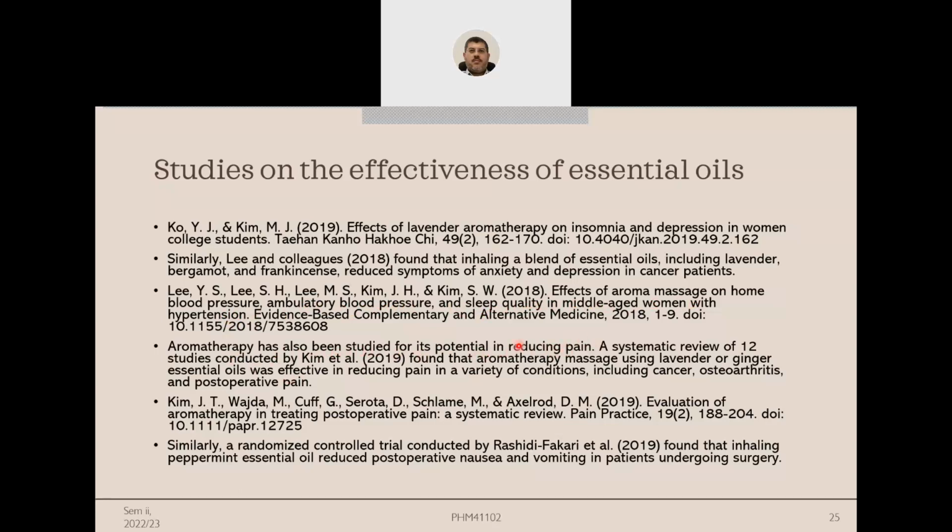Studied also for reducing pain. There was a systematic review of 12 studies conducted by Kim et al. They found that aromatherapy massage using lavender or ginger essential oils was effective in reducing pain in a variety of conditions, including cancer, osteoarthritis, and postoperative pain.